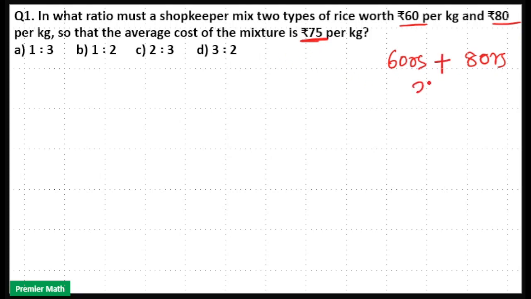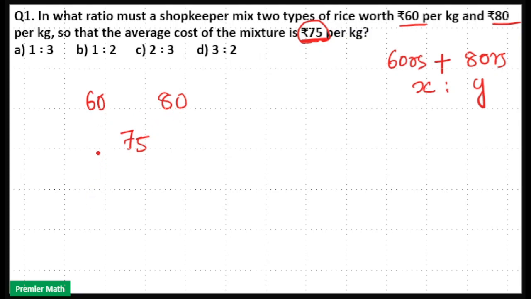So we need to find out the ratio in which shopkeeper has to mix these two types of rice to get 75 rupees rice per kilogram. Here we use alligation method. Write down the initial numbers, that is 60 rupees rice and 80 rupees rice. After mixing both of them, you will get 75 rupees rice. So write it in the middle and below of these numbers. Then this is LHS, this is RHS.